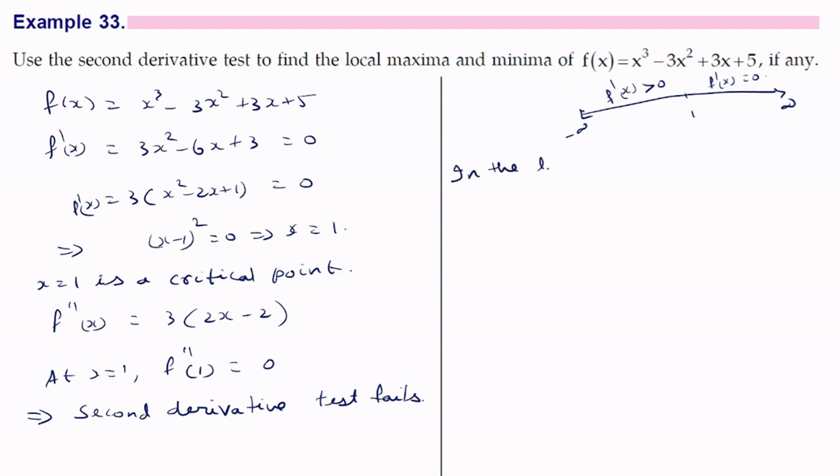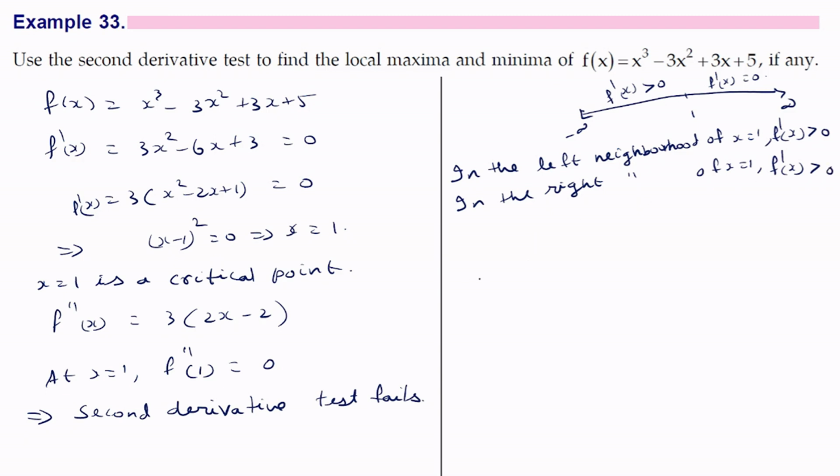In the left neighborhood of x equal to 1, f dash of x is greater than 0, and in the right neighborhood of 1, f dash of x is again greater than 0.